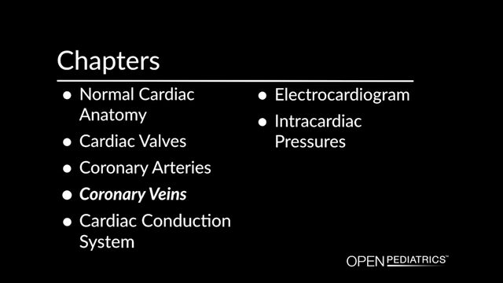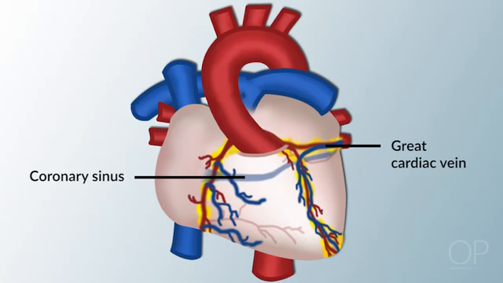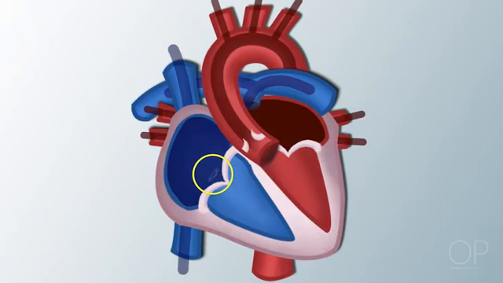Coronary veins. After flowing through an extensive network of capillaries, blood from the coronary arteries drains into the cardiac veins. The veins flow into the great cardiac vein and coronary sinus. Blood empties from the coronary sinus into the right atrium.